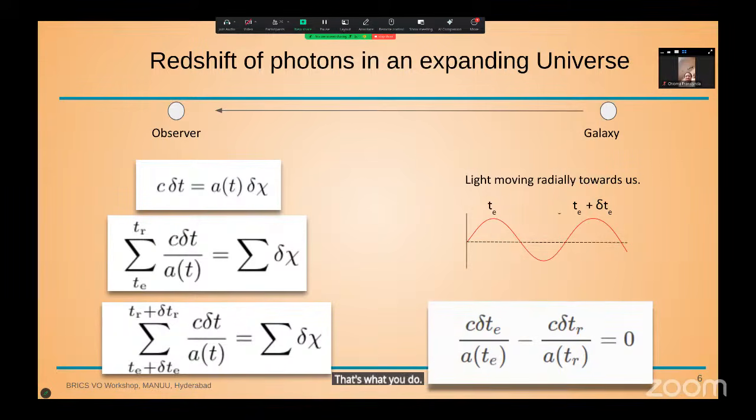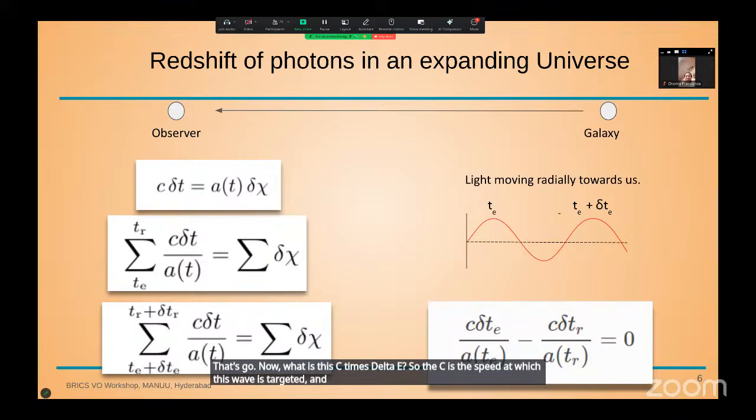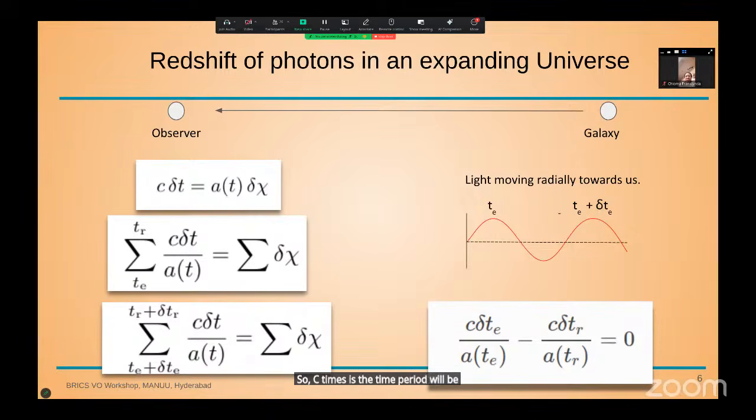Now, what is this c times delta t? c is the speed at which this wave is traveling, and delta t is the time interval between these two crests. That's basically the time period. So c times the time period will be the wavelength, right? Is everyone with me? That's how we measure wavelengths. So c times delta t will be the wavelength.